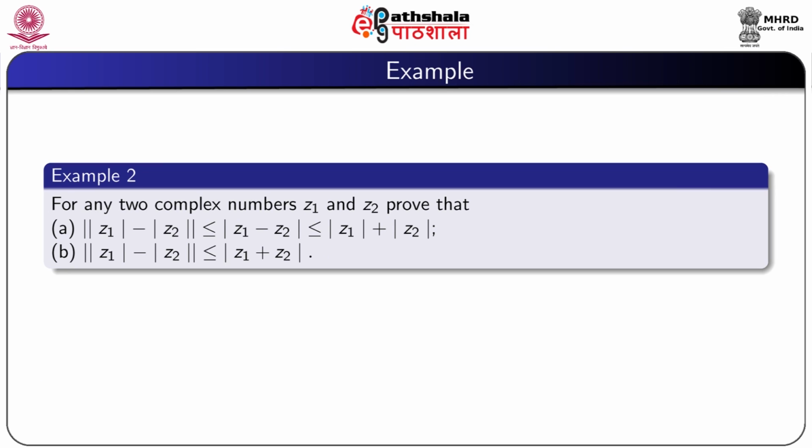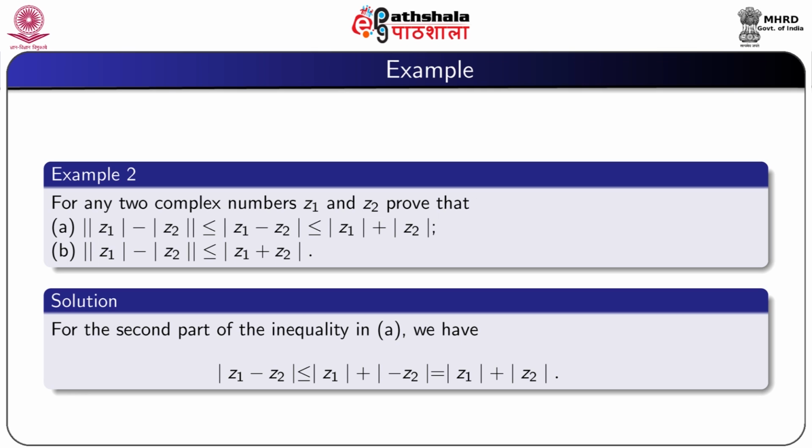Now, example 2. For any two complex numbers z1 and z2, we have: number 1, modulus z1 minus modulus z2 is less or equal to modulus (z1 minus z2), which is less or equal to modulus z1 plus modulus z2; and number 2, modulus z1 minus modulus z2 is less or equal to modulus (z1 plus z2).